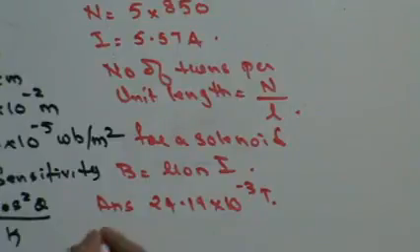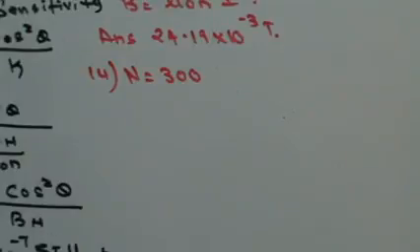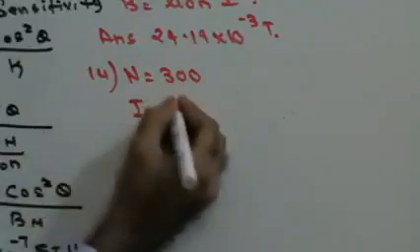Next, take our next one please. A coil has 300 turns. Its inner and outer diameters are 22 centimeters and 26 centimeters. Find the magnetic induction when it carries a current of 5 amps.